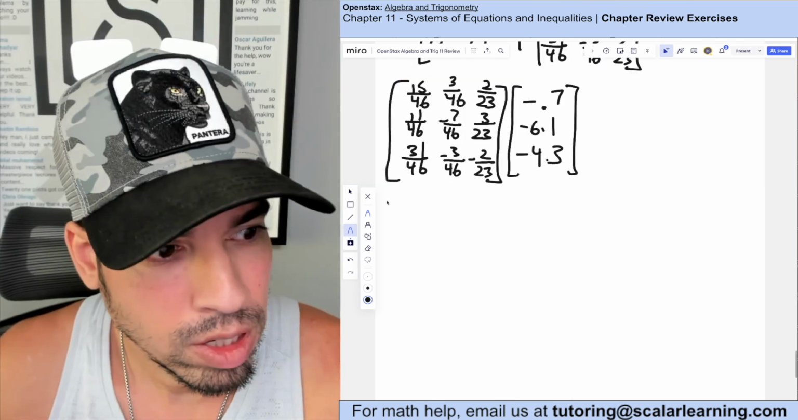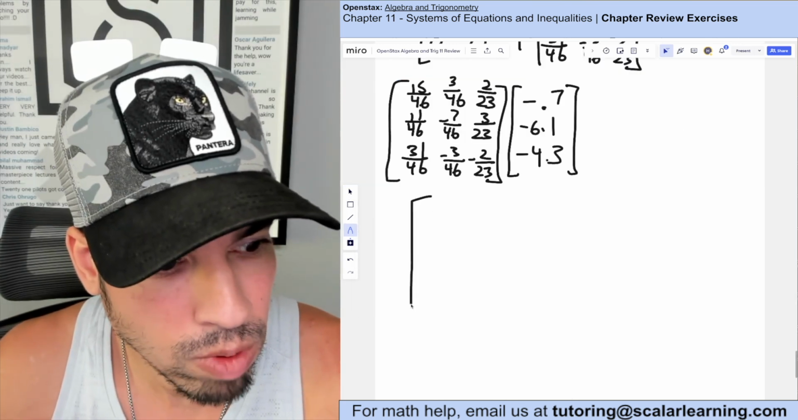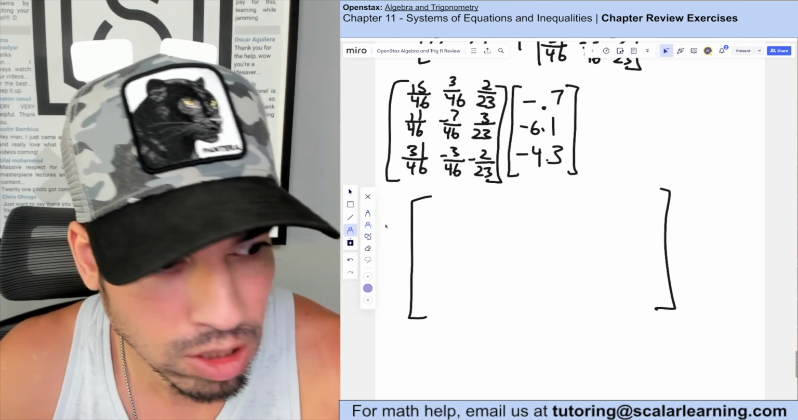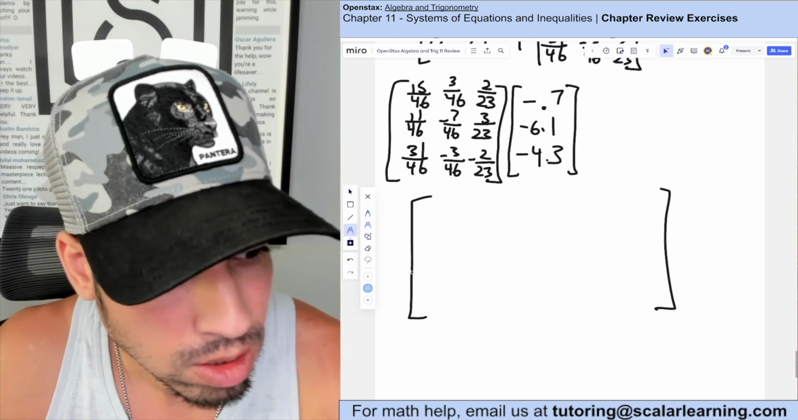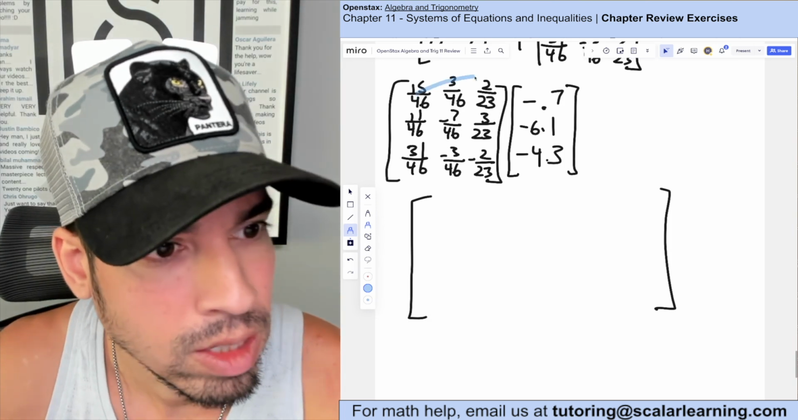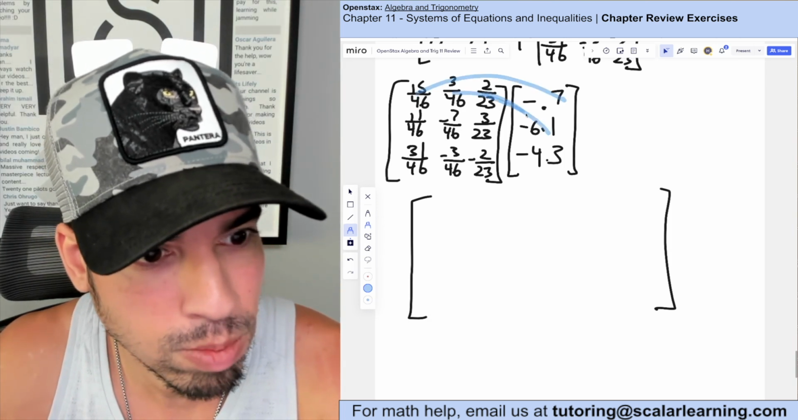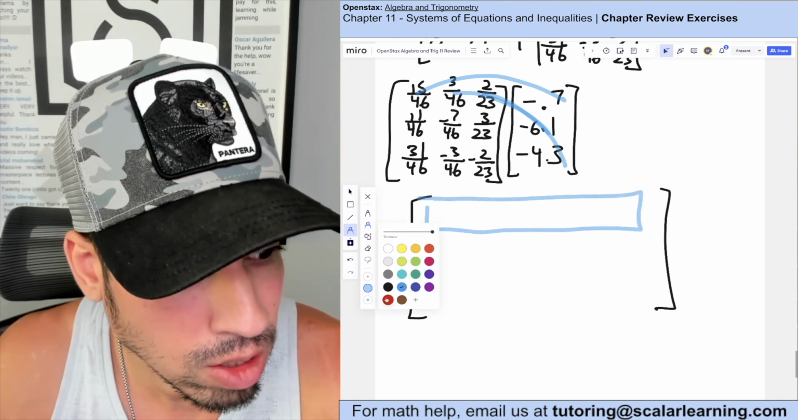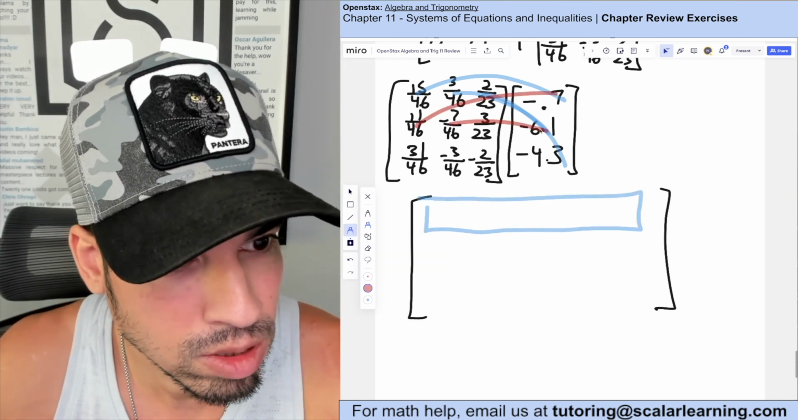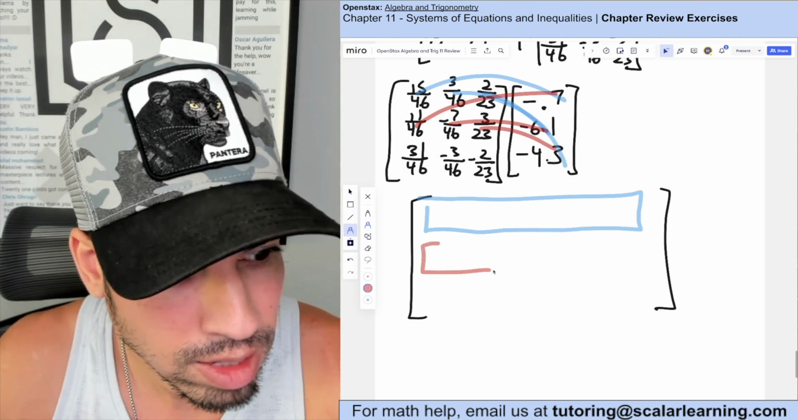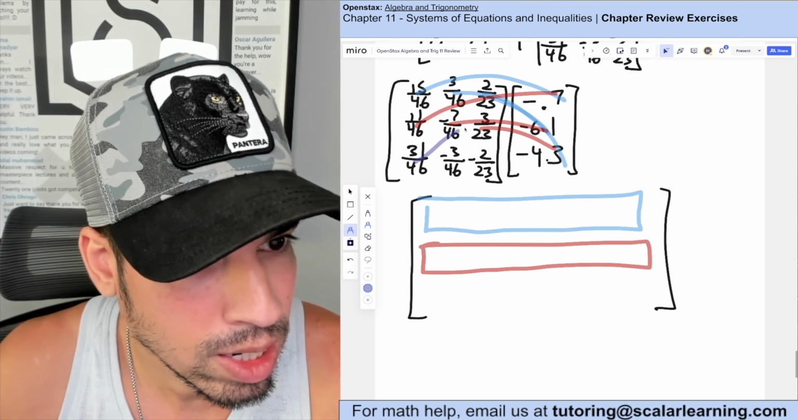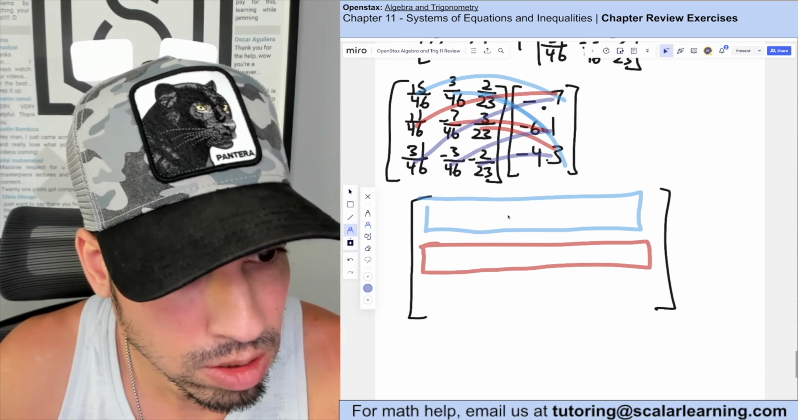Let's write it out. So here's the setup, and we're going to color code how the multiplication is going to go. But I'm going to do it in a calculator because these numbers are pretty crazy. So it's this times this plus this times this plus this times this, and that sum is going to go here, and that's going to be my x value. Then we got this times this plus this times this plus this times this. That's going to go here. That's going to be my y value. And last but not least, we got this times this plus this times this plus this times this, and that's going to go here.